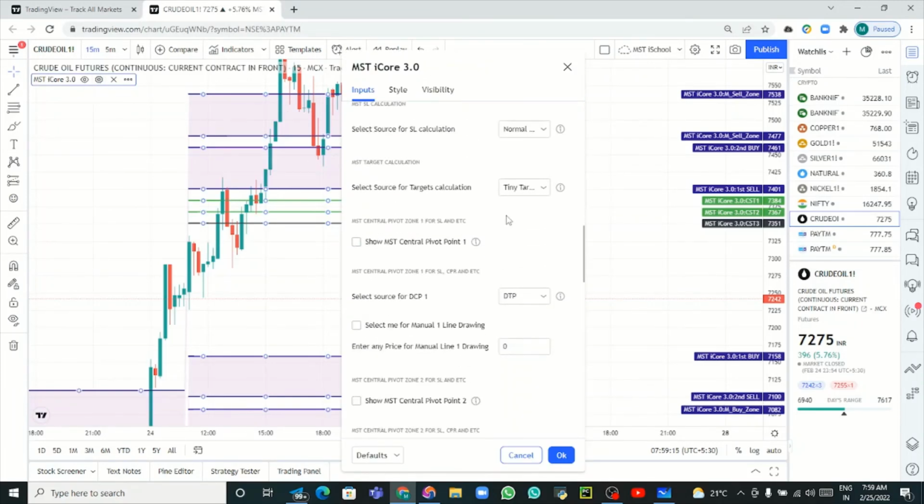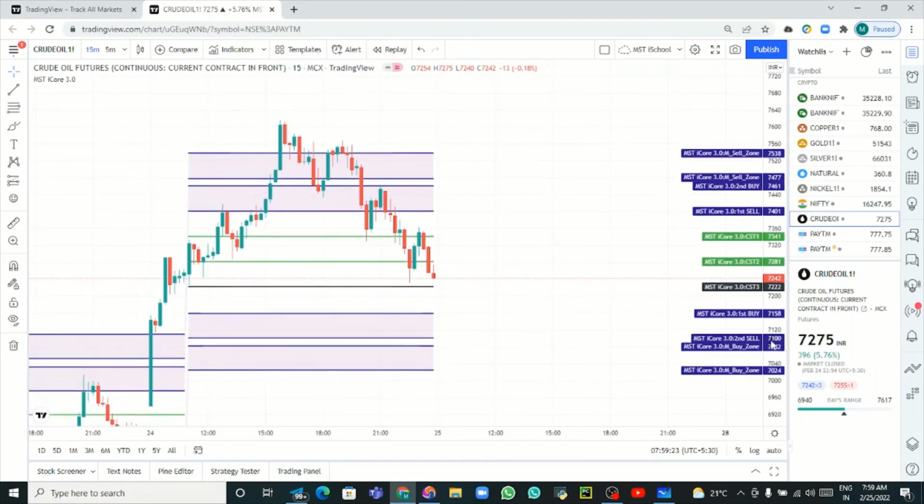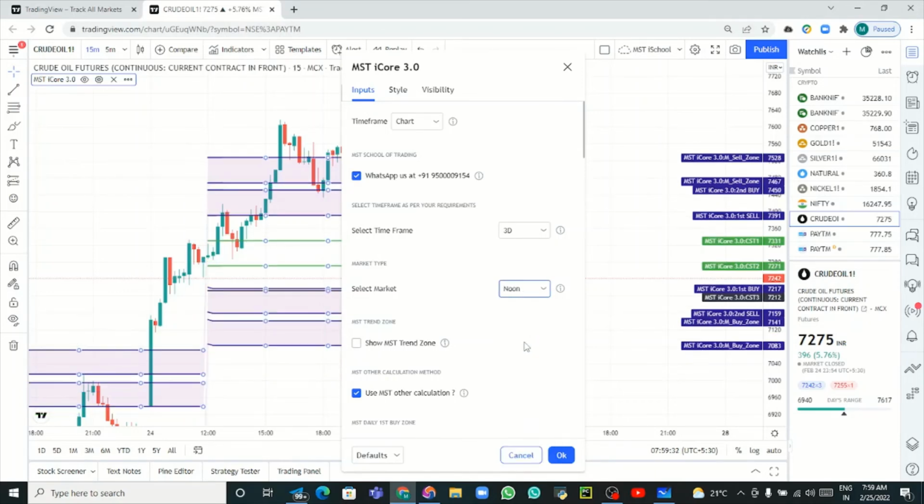So I will change it to normal. If I keep normal SL, I have to follow normal targets only. Clear? This is the one. So in the morning session also we got the profit. Next one, noon. Noon also we got the profit.